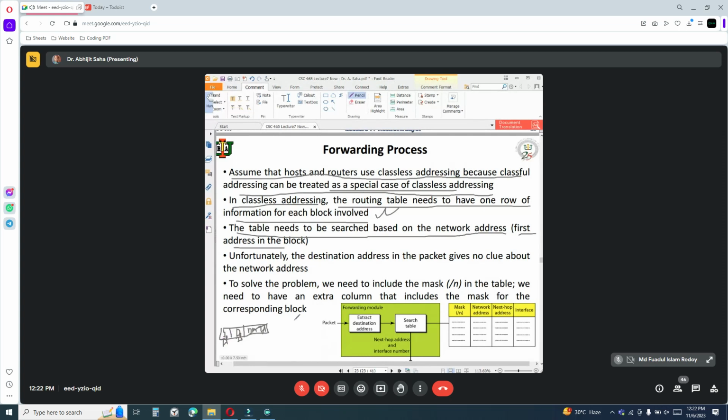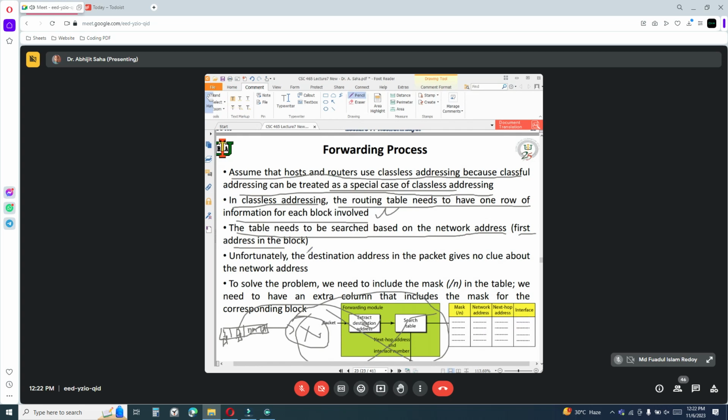So when this packet is received by the router, what is the router going to do? It takes the destination address, and from that destination address, it finds the network address. Then it searches the table to see whether the found network address matches any network address present in the routing table, and if it matches, it uses that interface to send the packet.